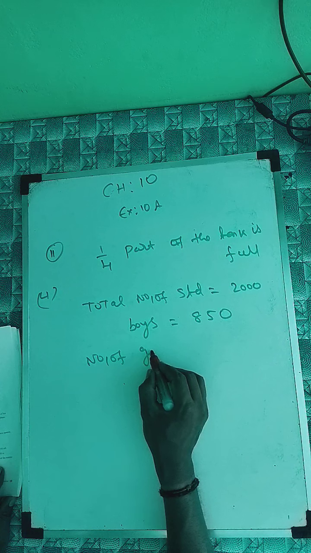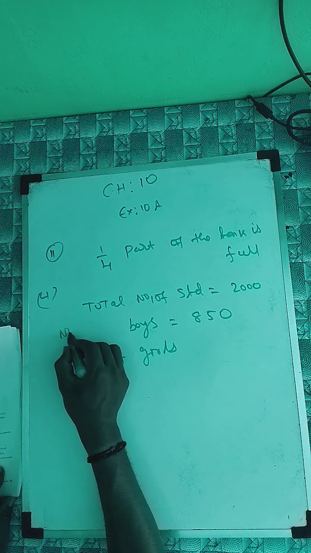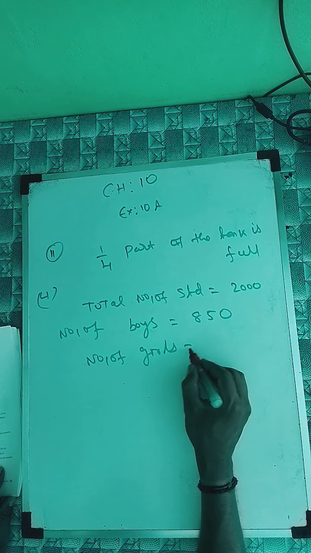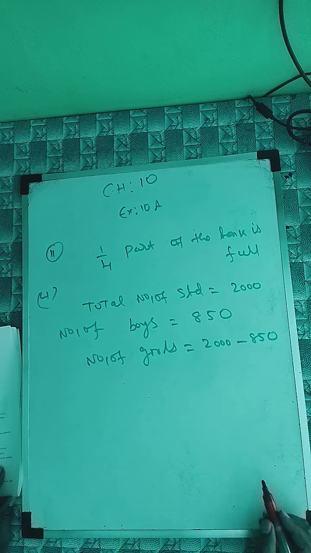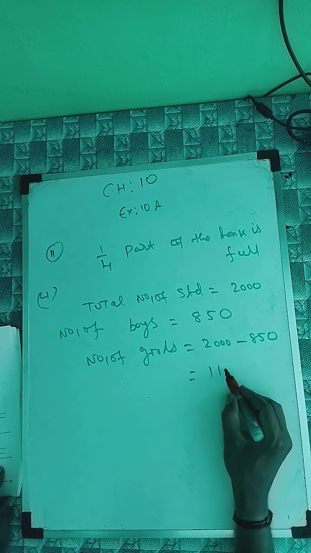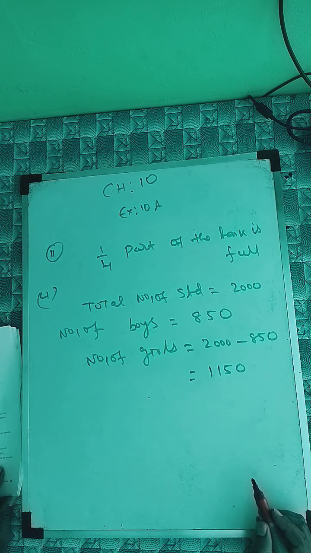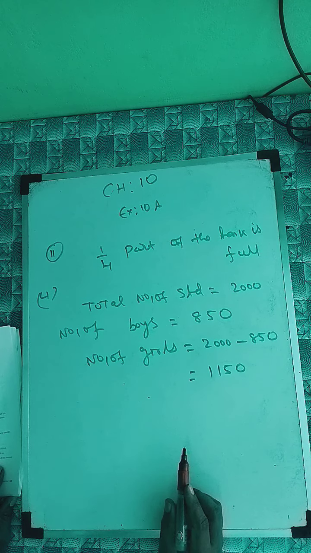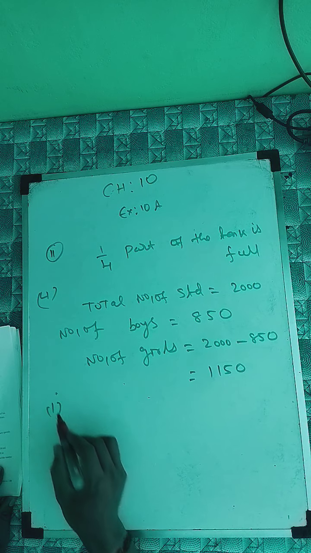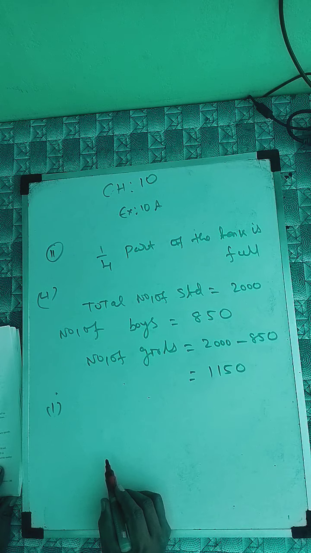Therefore, how many girls are there? Number of girls is equal to 2000 minus 850. So that means 1150 will be girls. Okay, so it is 1150, and now the first question given was to find the ratio of the number of girls to the number of boys.